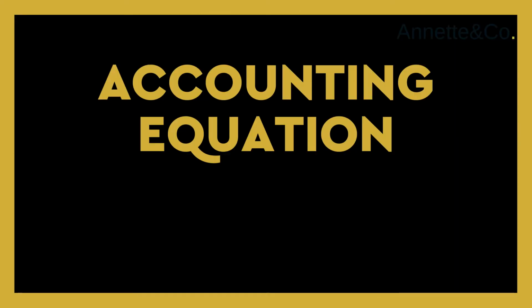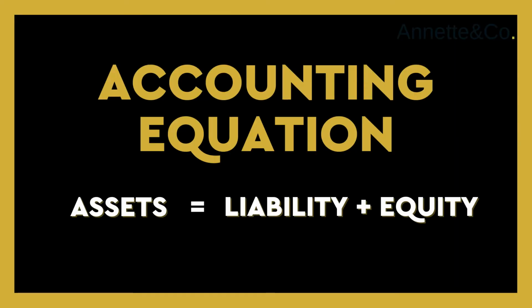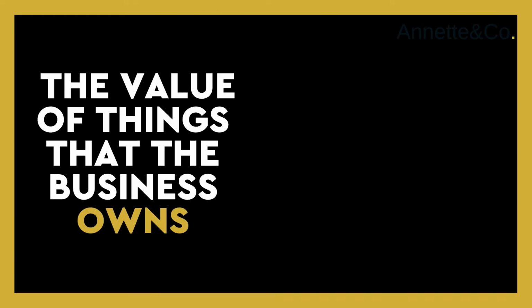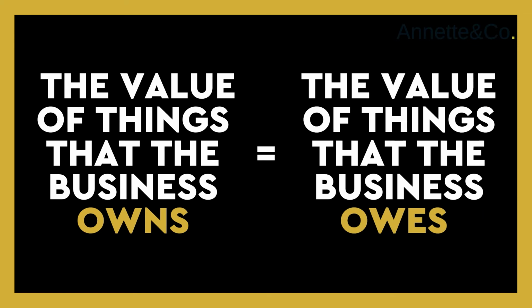Discussing double entry bookkeeping or double entry accounting also leads us to the accounting equation. The accounting equation states that the assets of the business equal the liabilities plus the equity. What that means is that the value of things that the business owns is equal to the value of things that the business owes. Now, I do have another video on this on my channel, so do make sure you check that out if you want to know more information about that and the accounting equation. And we will also put a link to that in the description of this video.